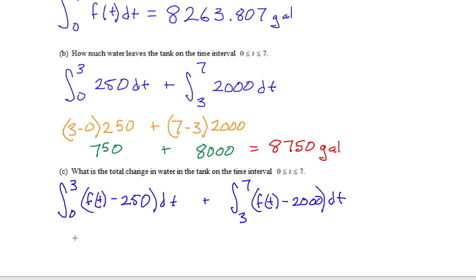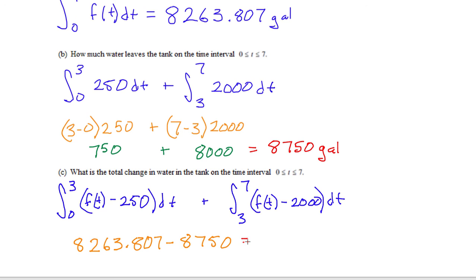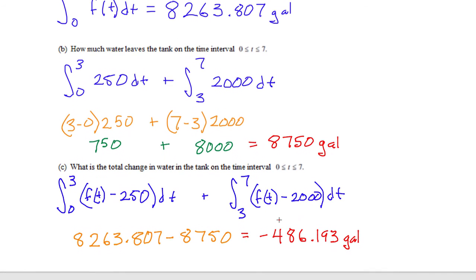That's a formal way of saying it, which isn't very helpful, because all I'm really doing is taking 8,263.807 and then subtracting the negative amount, which is 8,750. Actually, this isn't a rate, this is an amount, the amount that left the tank. So the amount that entered minus the amount that left will tell you the total change. I'm too lazy, so 8,263.807 minus 8,750. Oh, second enter, I forgot a 0. That's negative 486.193 gallons. Cool. And I think that's all we have for worksheet 8-2.